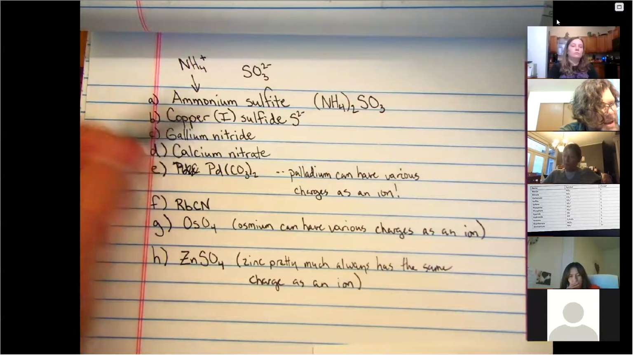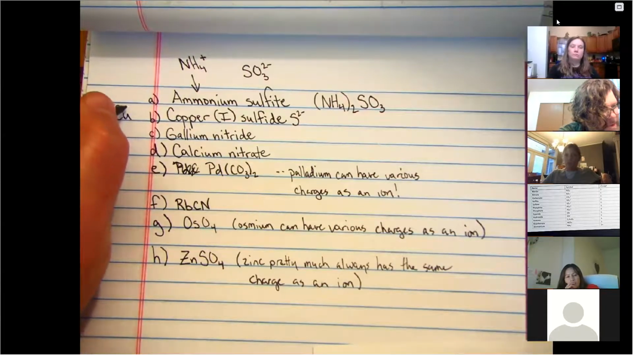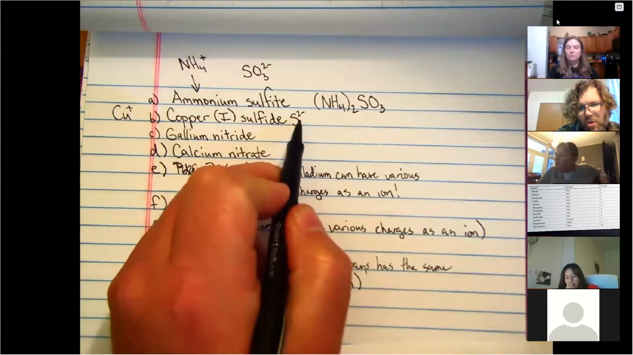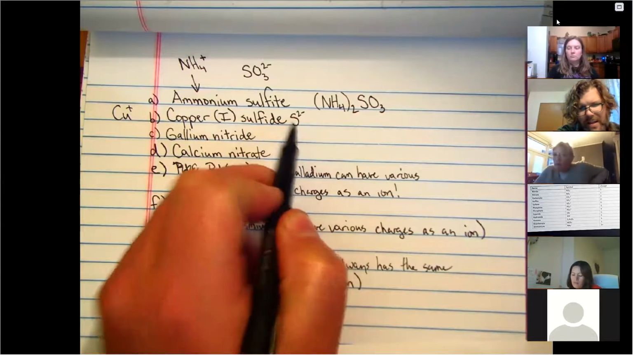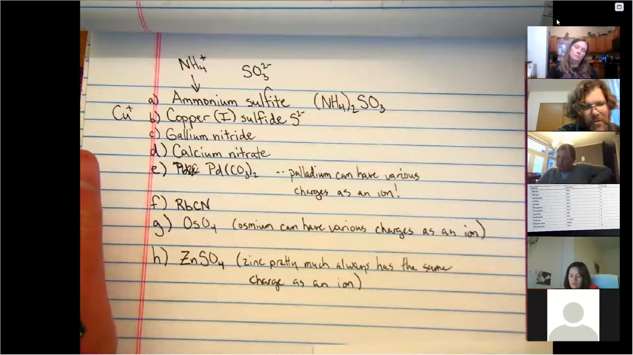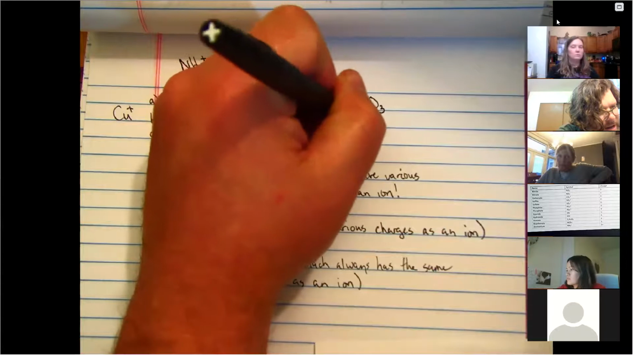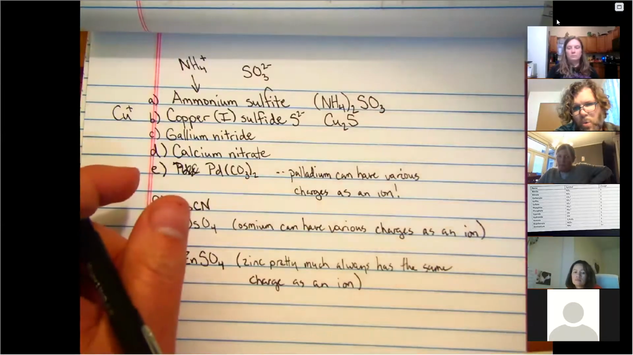So if copper has a +1 charge, and we know that because of its Roman numeral, and sulfide is a -2, sulfur is a group 6 nonmetal, so it needs to gain 2 electrons to have a full outer shell. The correct formula for copper 1 sulfide would be Cu2S.